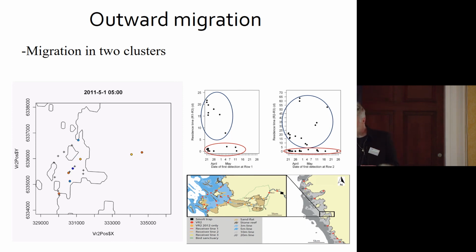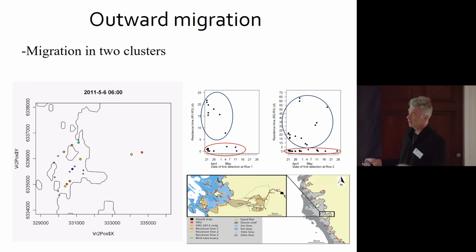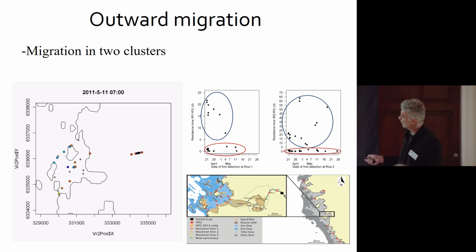So what I'm going to show you now is a small animation. This is a sketch of the area. This is the receiver station in the stream. This is the estuary, and this is the receiver line on the coastline. And each dot you will see will be an individual fish moving outwards of this region.